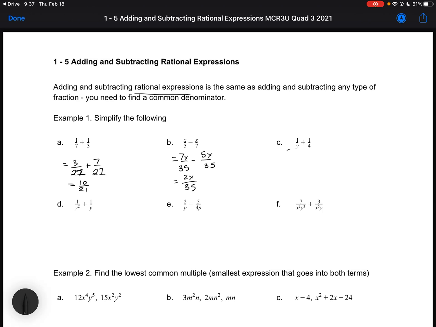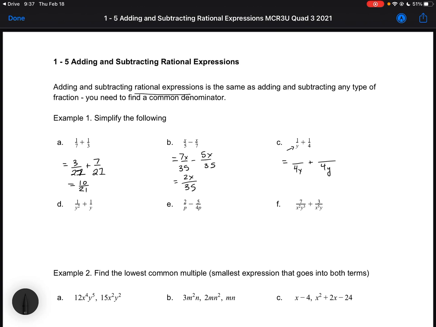Our next example that we're going to do now has a variable in the denominator. We can still find our common denominator in the same way by multiplying the two bottom numbers together. So my common denominator is 4y.